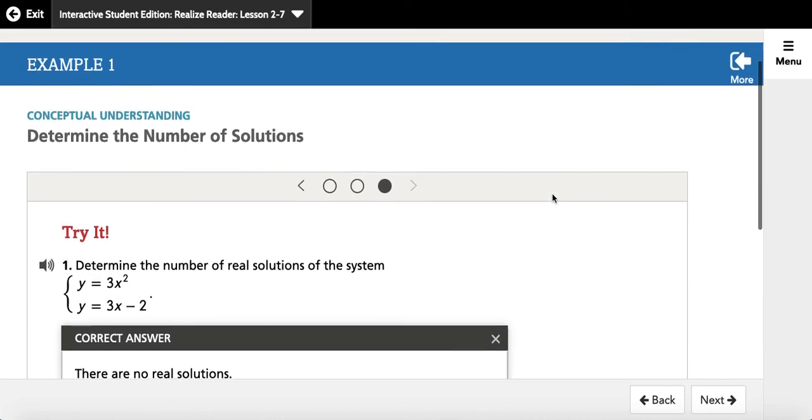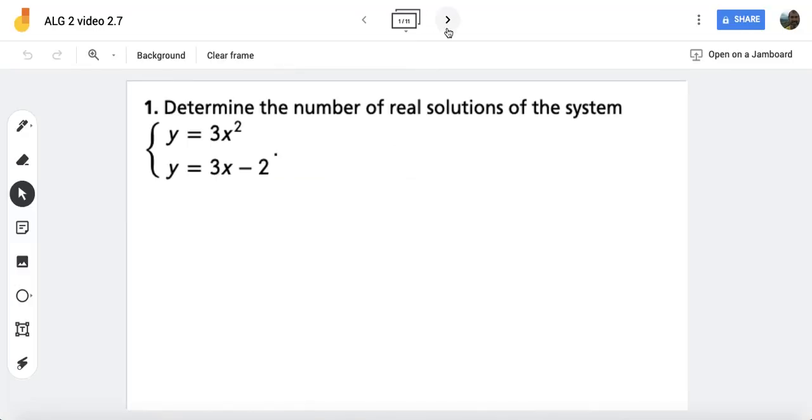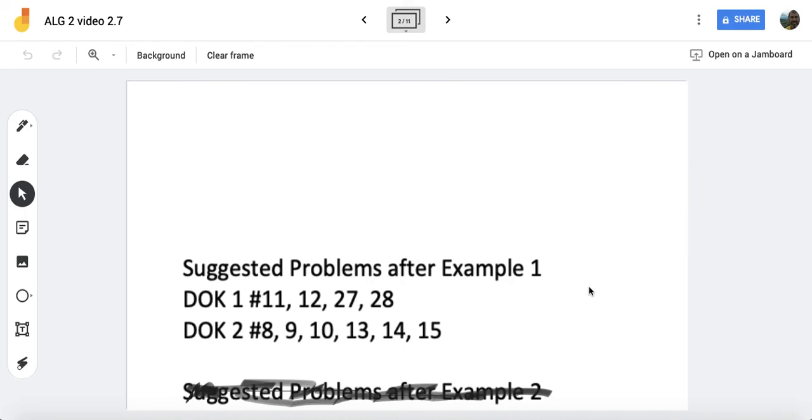Okay, hopefully that was enough examples for you to know how to do these problems. Assignment: 11, 12, 27, 28, 8, 9, 10, 13, 14, 15.